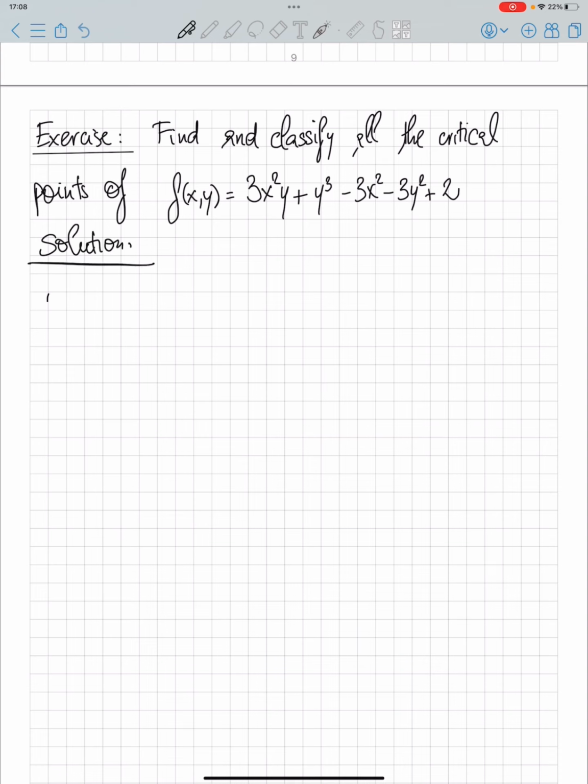So let's start by finding fx, which is the first derivative of this function with respect to x. So 3y is going to be a constant, then we're going to differentiate with respect to x. So derivative of x squared with respect to x is equal to 2x. Then we have here minus 3x squared, which is going to be minus 3, and the 2 comes down, so minus 6x, right? This implies that fx is equal to 6xy minus 6x, right?